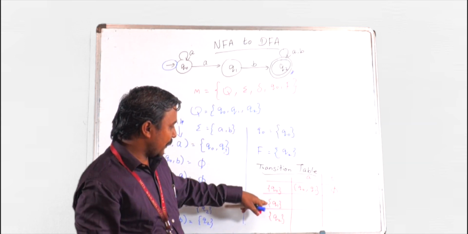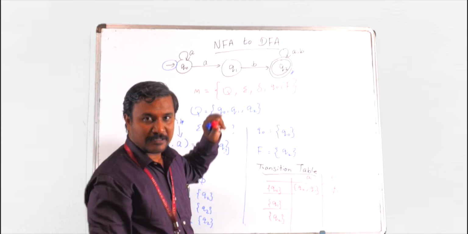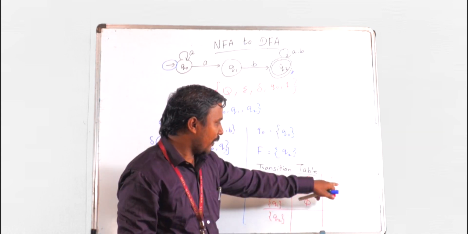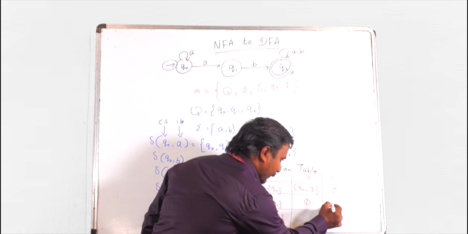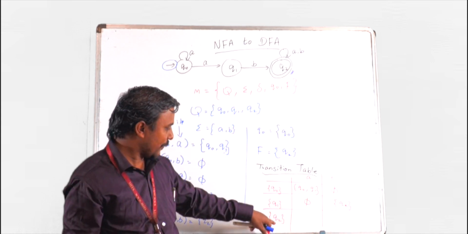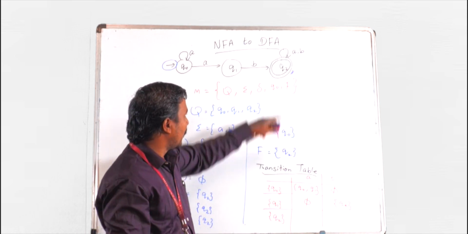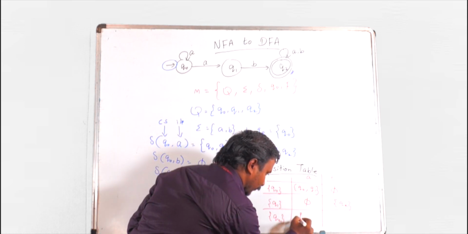Okay, the next one is Q1. For Q1 with A input, there is no transition, so the null symbol comes. And for Q1 comma B, I am reaching the Q2 state. So here, Q2. And the next are Q2 comma A and Q2 comma B. For both inputs, I am reaching the same state, Q2.